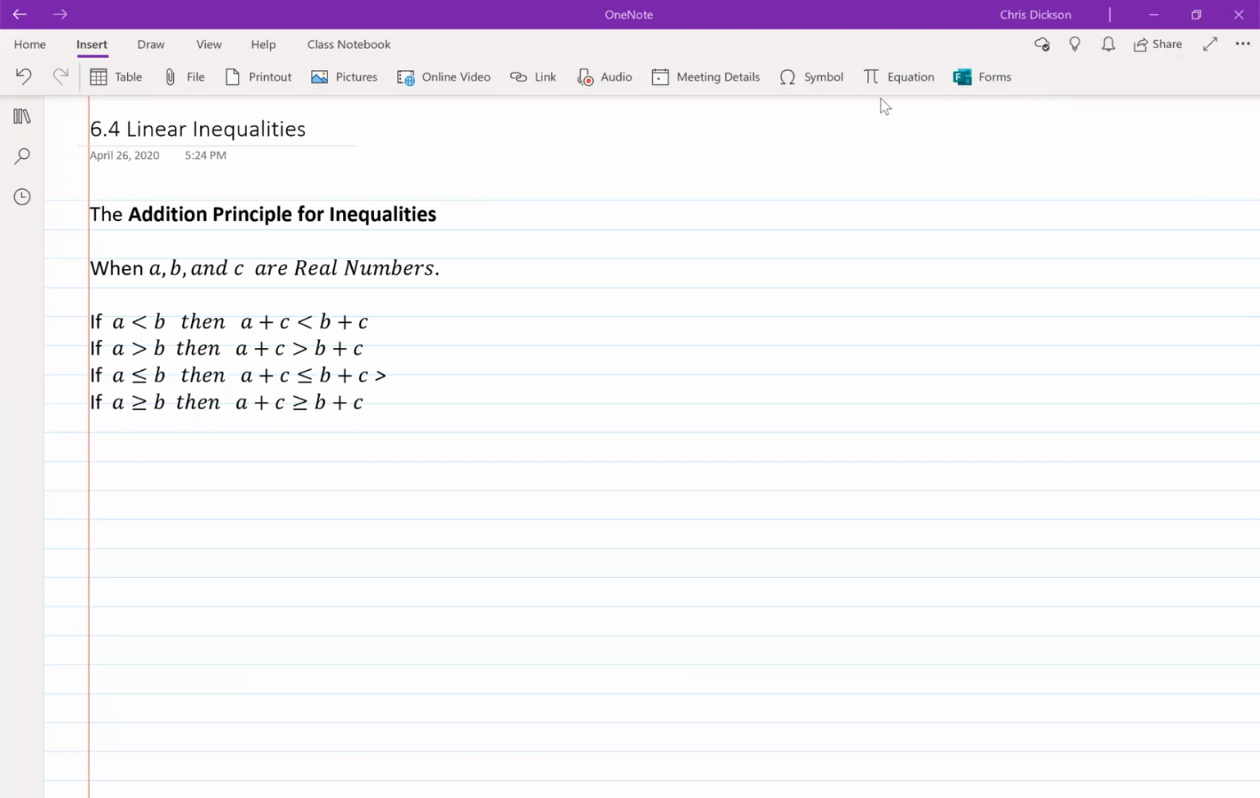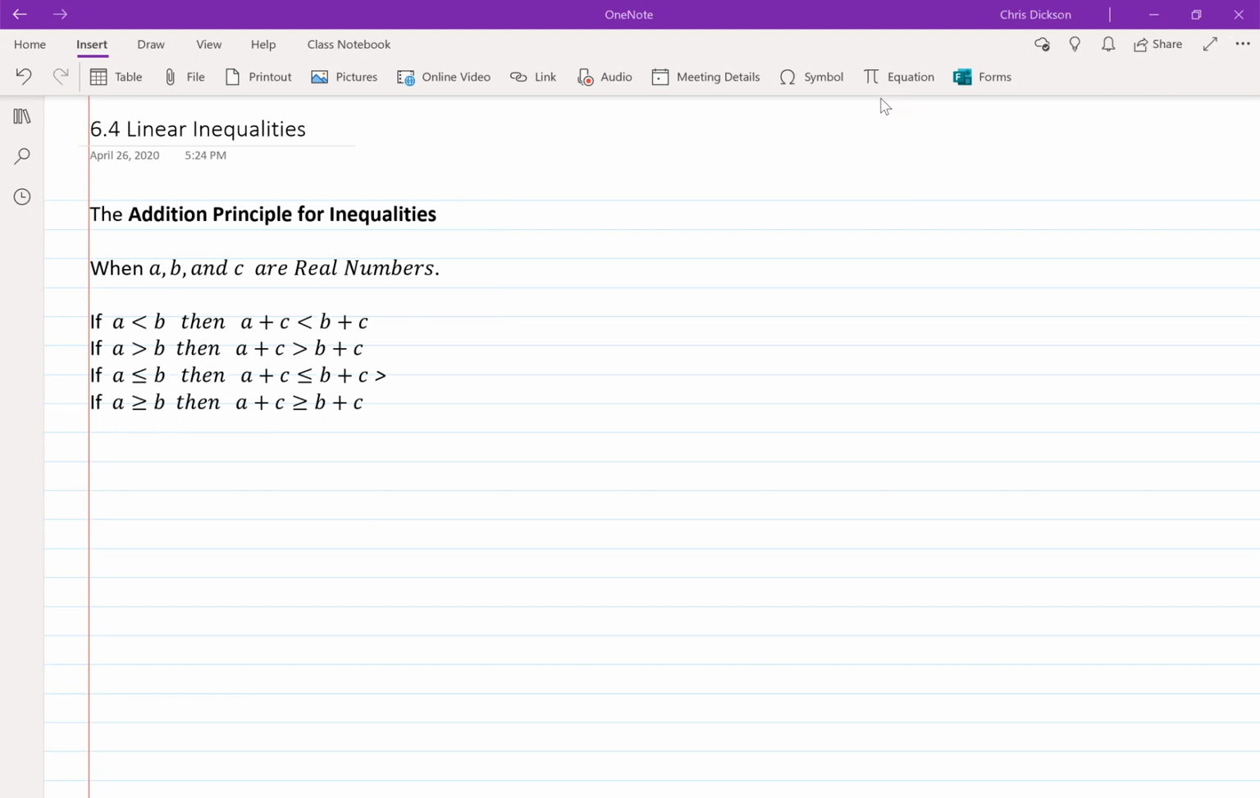Okay. So on this screen here, we can see it's not a very big set of notes, but we're looking at what we call the addition principle for inequalities. And that is if we have three quantities, A, B, and C, and let's say they're real numbers, so any number that you can fit on the number line, and you're told that A is less than B, then if you add C to both sides, the inequality should still be true.